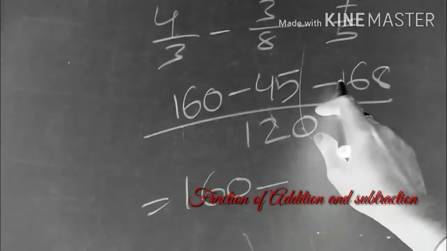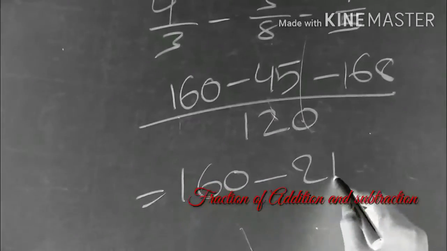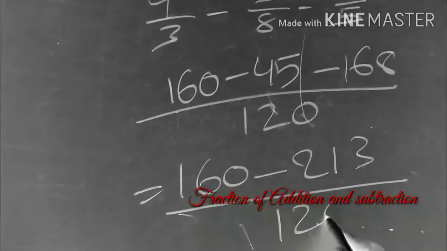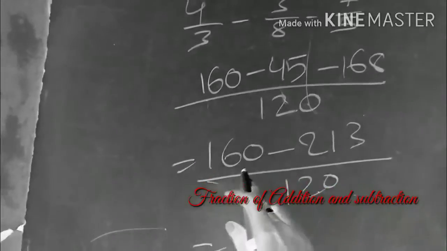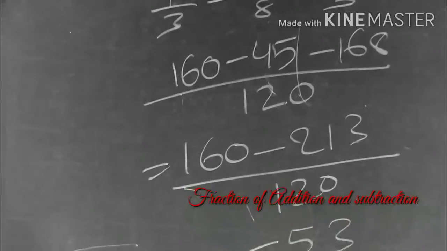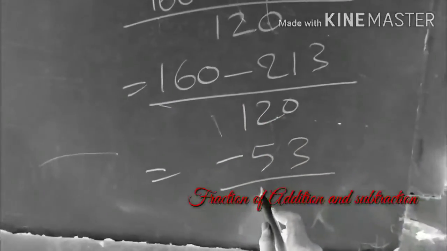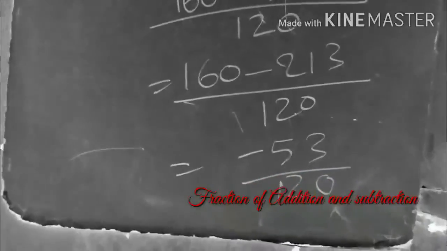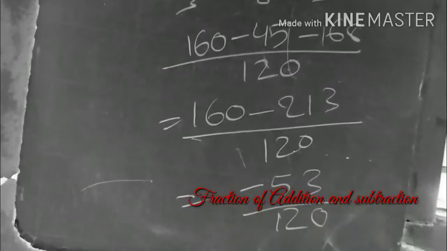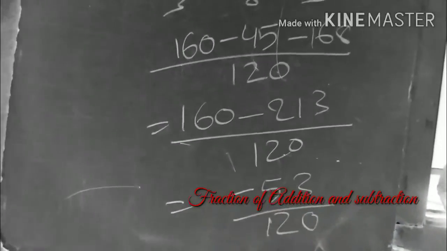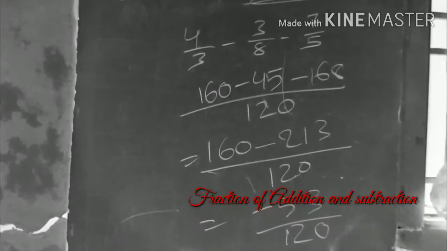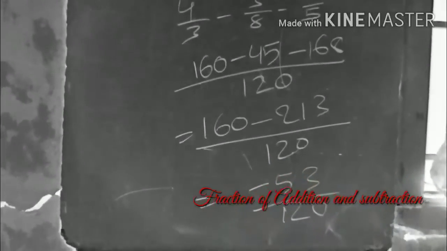Minus 45 minus 168, if we add, will become 213 by 120. Now 160 minus 213 will become minus 53 by 120, because the minus is greater. Here you can look, the minus sign has the bigger size, that's why our answer will become minus. This is our required answer. 4 by 3 minus 3 by 8 minus 7 by 5, the required answer is minus 53 by 120.